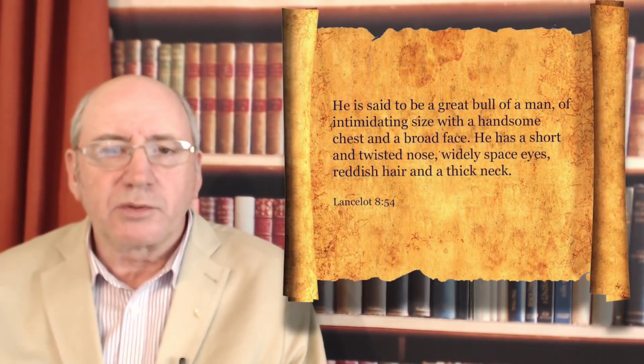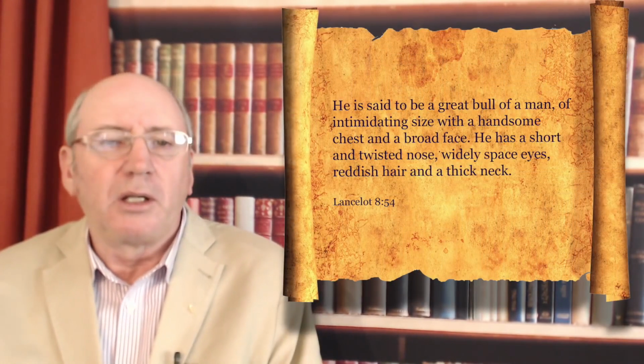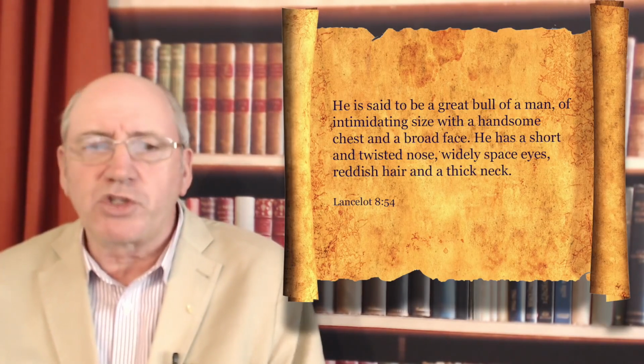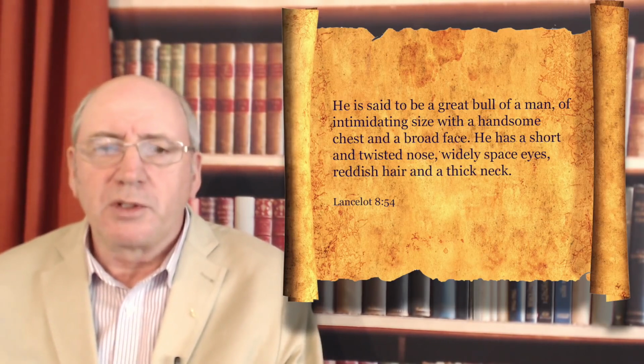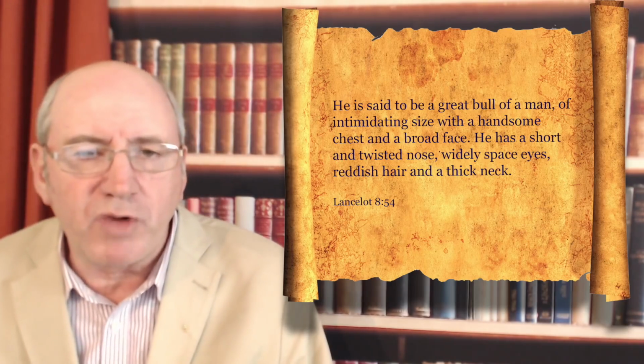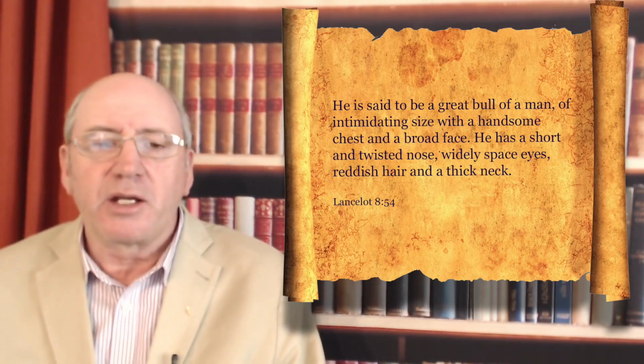Anyway, Ban and Bors were in a conflict against King Claudas, a king who controlled much of the Roman Empire and was invading their lands. And we have a description of Claudas, who is said to have been a great bull of a man, of intimidating size, with a handsome chest and a broad face. He has a short and twisted nose, widely spaced eyes, reddish hair, and a thick neck.